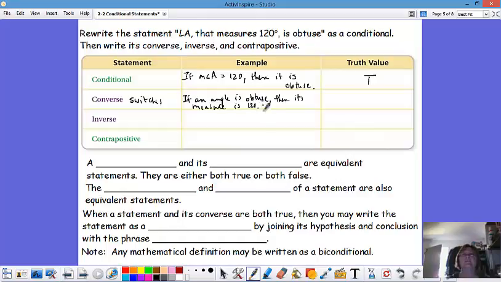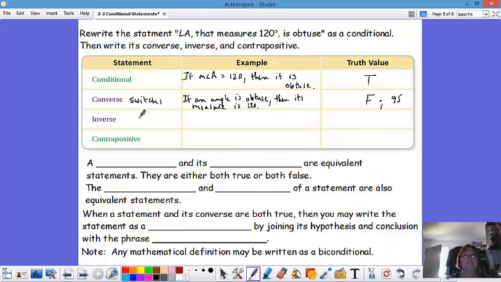Is that true? If it's not, then we've got to be thinking there might be some angles that are obtuse but don't measure 120. And sure, that could happen all the time. In fact, a counterexample might be, say, 95. Right? That's an obtuse angle, and it's not a measure of 120. So we have a counterexample there.